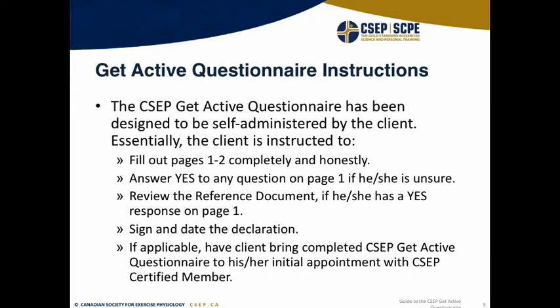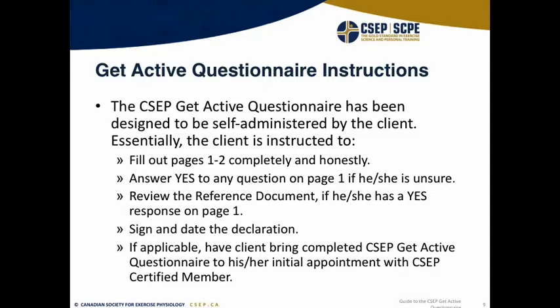So if we use an example of a person who has asthma, they may answer yes to the question on shortness of breath at rest. That's question 1D on page 1 of the questionnaire. But then when they flip to the reference document, they read that if the shortness of breath is due to asthma and rescue medication controls the symptoms, then it is in fact safe for the client to do physical activity. So the client then may change their yes response to a no based on the information given in the reference document. As much as possible, if this is happening in front of you, you should have the client initial the form to note that they have made that change themselves.